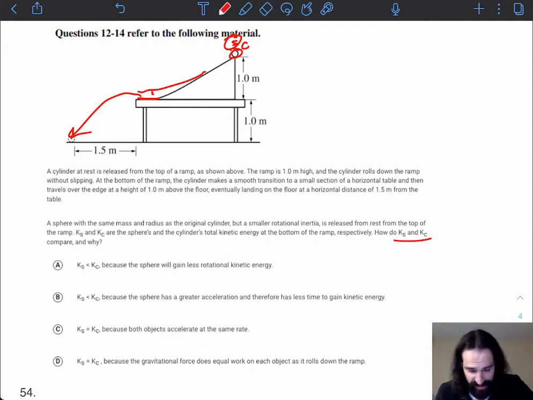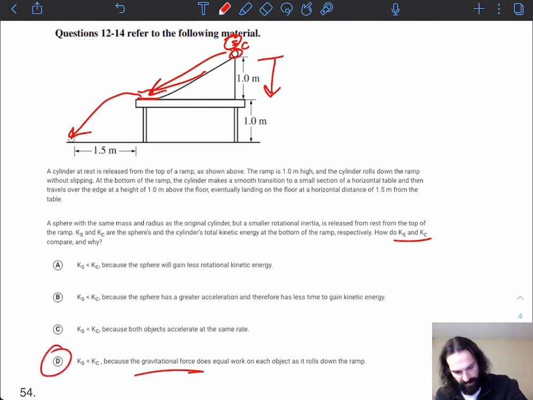And the answer is potential energy turns into kinetic energy. So they should both have the same gain in kinetic energy, because the same joules of potential turns into the same joules of kinetic. So the answer should be C. Wait, D? D. I think D. Gravitational force does the same work. Same Fg, same d, same work.